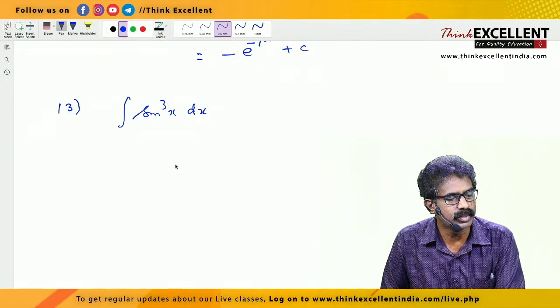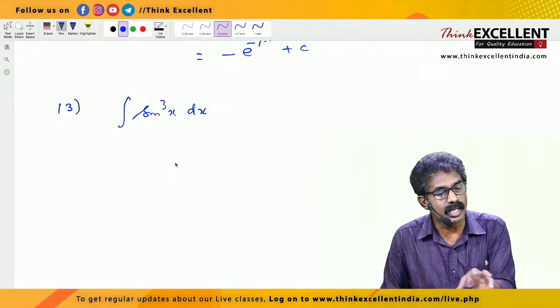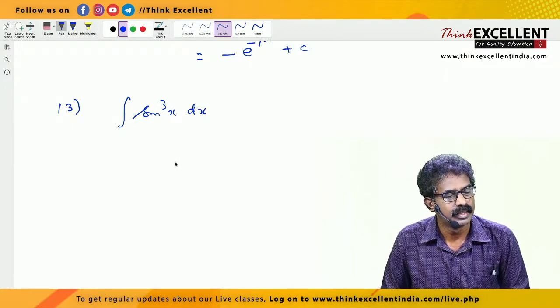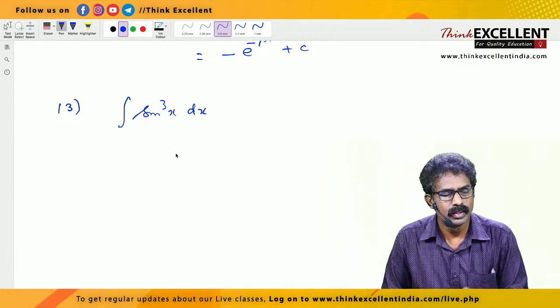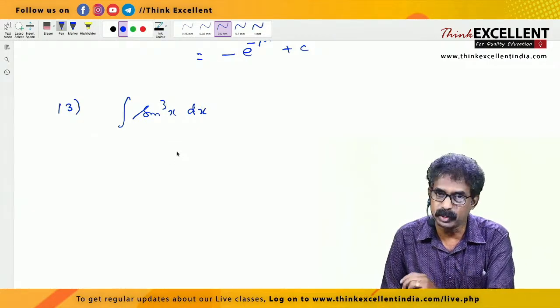Sin x equal to t. Jay Aditya suggesting one method. Good. Sin x as t. Okay, then sin x derivative cos x should be there, right? Then any other suggestions? Okay, first let us look into substitution method.